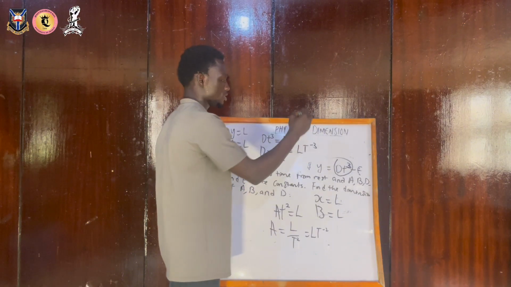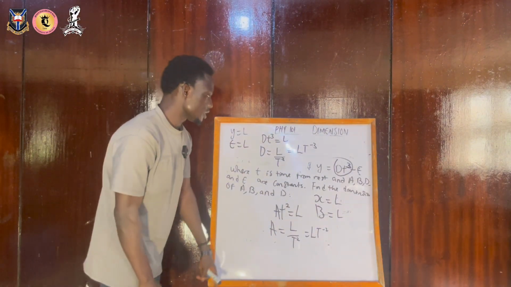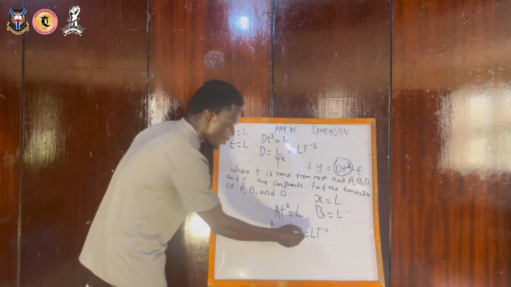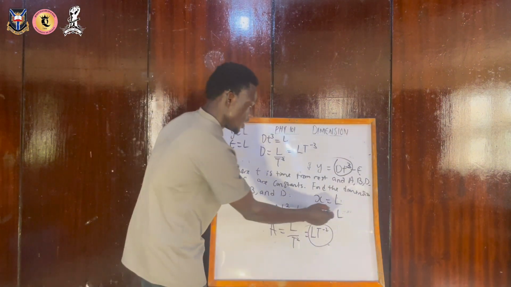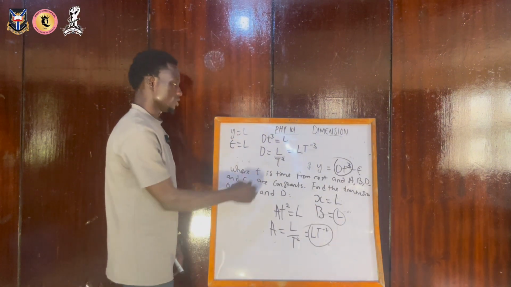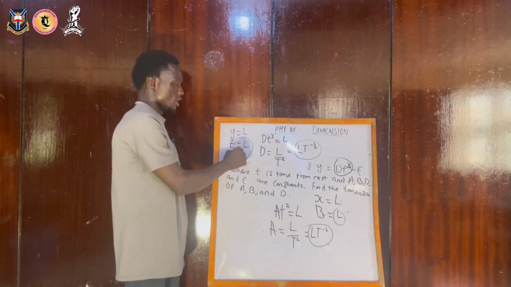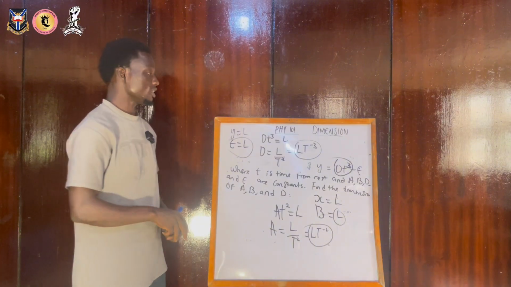LT raised to power minus 3. Is that clear? So now we can conclude that we have to find the dimension for A, B, D, and E. So our A is LT raised to power minus 2. Our B is L. Our D is LT raised to power minus 3. And our E is also L. These are the four answers. So these are the basic understanding you need on dimension.